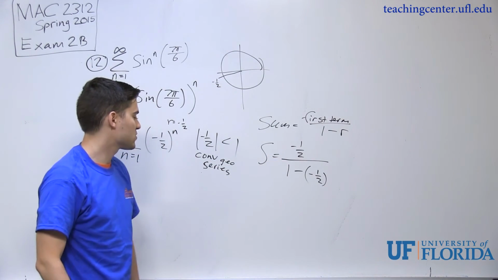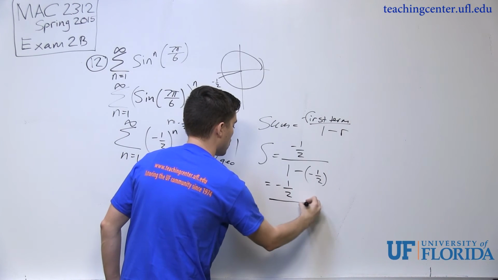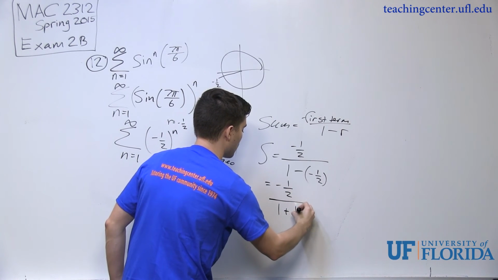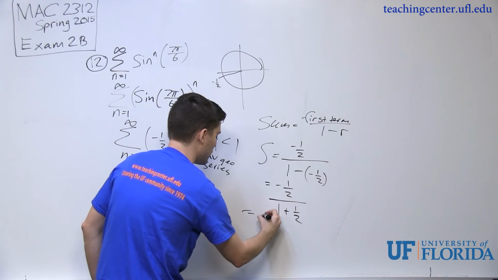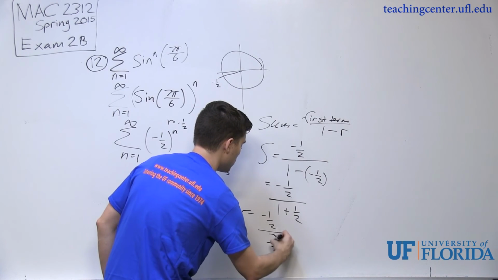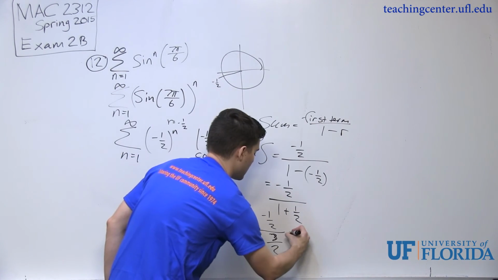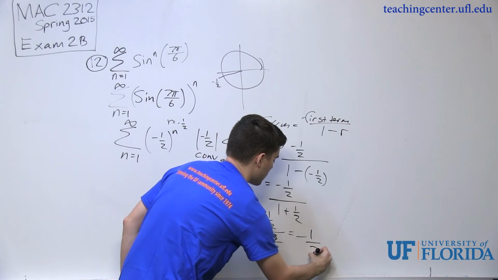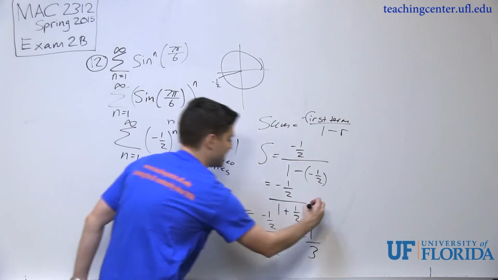And when I go through and solve this out, I end up getting negative 1 over 2 over 1 plus 1 over 2, which works out to negative 1 over 2 over 3 over 2, which means that my sum ends up becoming negative 1 over 3, which in this case would be answer D.